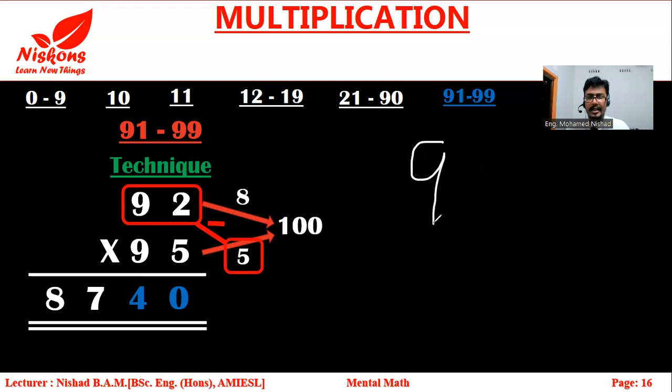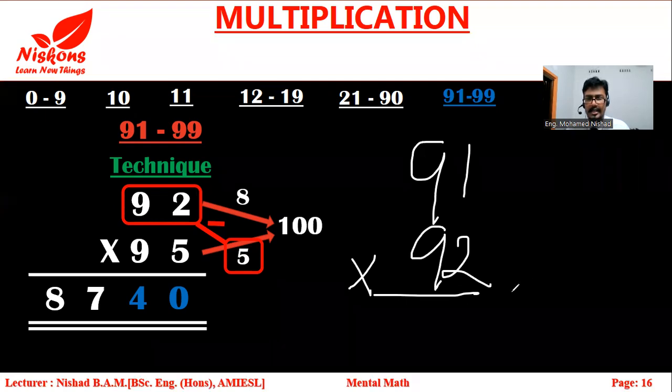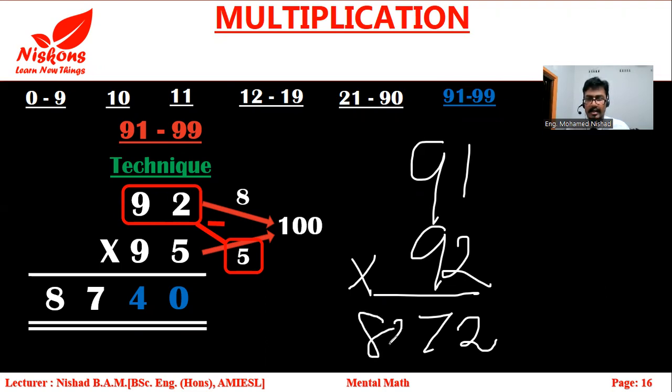Okay, what will be 91 times 92? What will be the answer? Difference 9 times 8, 72. 91 minus 8. How can you do that? 91 minus 8, 83. So 8372 is the answer.